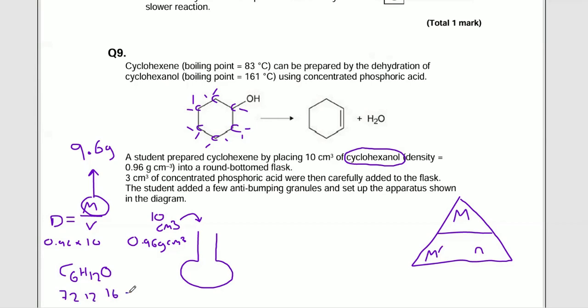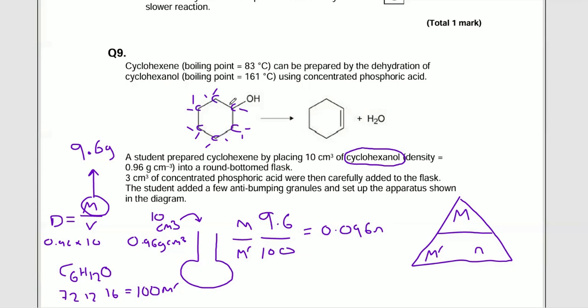Plus 16 is 90, is 100. So the MR of cyclohexanol is 100. So now what we need to do is mass over MR. So 9.6 divided by 100 is going to give us 0.096. Now we have the moles of the cyclohexanol, the reactant.